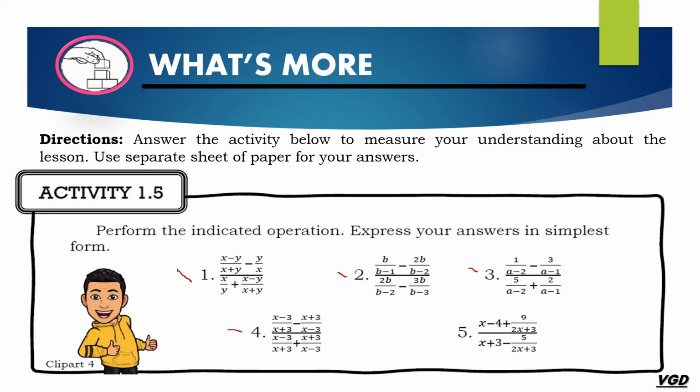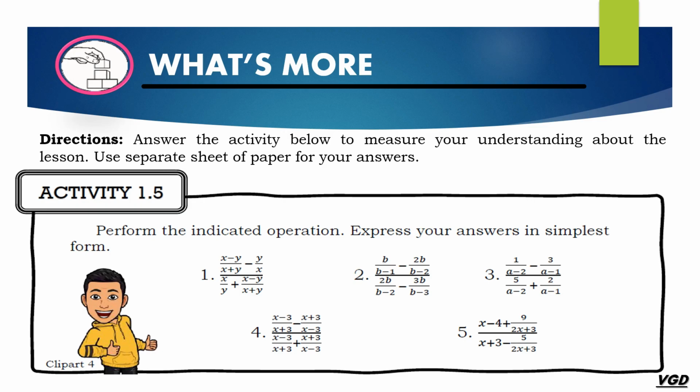Number 4, x minus 3 over x plus 3 minus x plus 3 over x minus 3 divided by x minus 3 over x plus 3 plus x plus 3 over x minus 3. And let's have number 5, x minus 4 plus 9 over 2x plus 3 divided by x plus 3 minus 5 over 2x plus 3. Good luck, grade 8 learners.